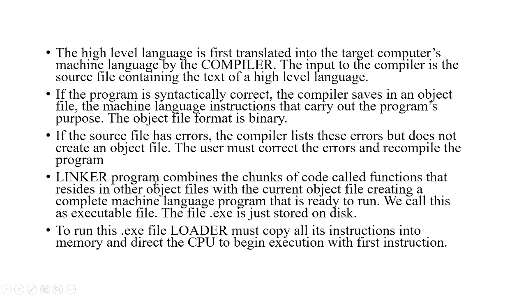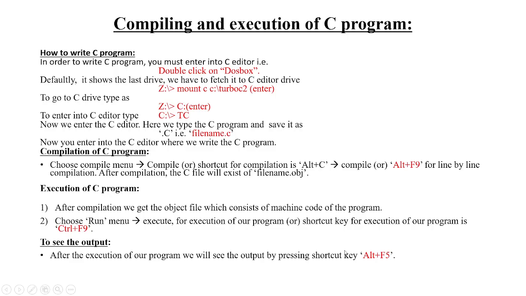The linker program combines the chunks of code called functions that reside in other object files with the current object file, creating a complete machine language program that is ready to run. We call that an executable file or .exe file. This .exe file, the loader is going to copy into the computer memory and direct the CPU to begin the execution with the first instruction. So this is how the execution of a C program takes place.